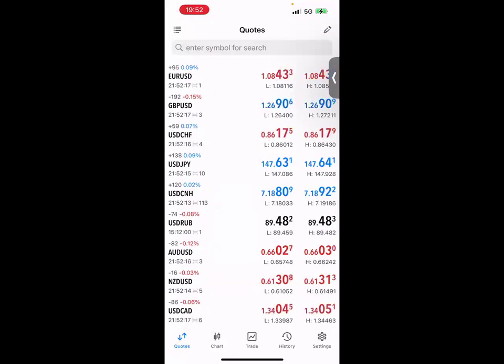So this is his MetaTrader 5. If you've not downloaded, just go and download it from your app or Play Store. Just search MetaTrader 5. It will bring it out for you and you download it. It's very, very easy. Once you download it, sign in and open a demo. Sign in.